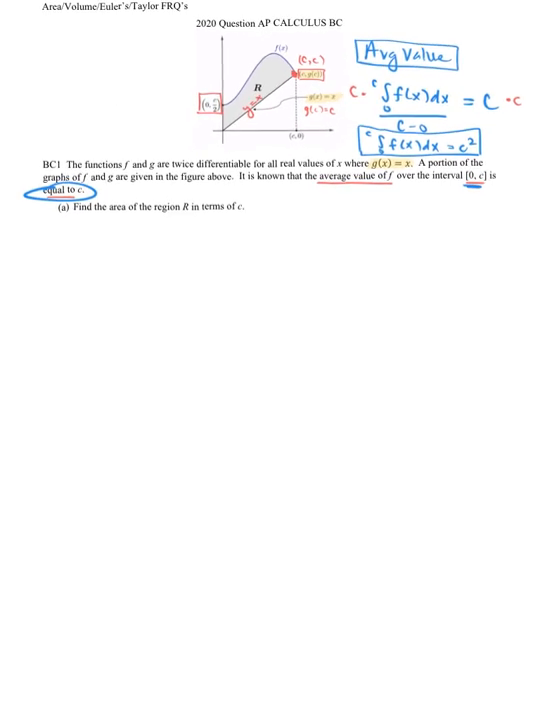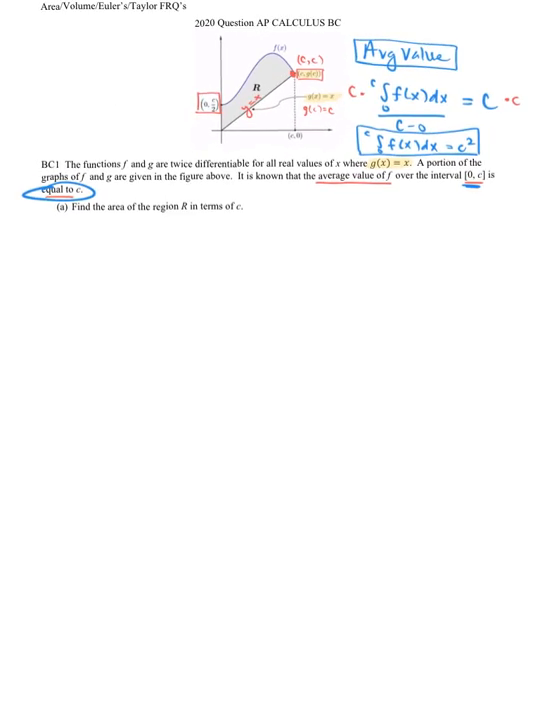All right, so part A. They want us to find the area of the region R in terms of c. So we're looking for this area in here. They want it in terms of c, meaning we actually have to do the integral. We can't just leave it as a setup of an integral.